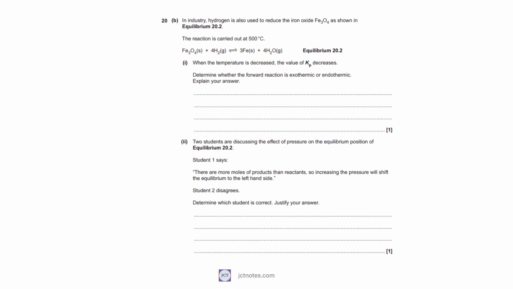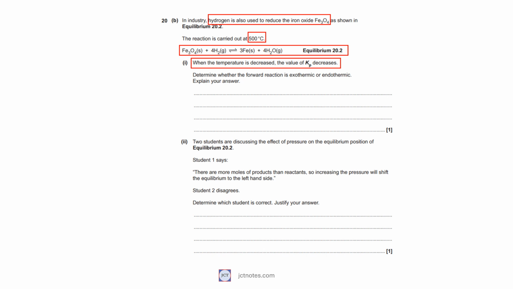Part B of question 20 deals with the use of hydrogen to reduce the iron oxide as per the reaction shown in equilibrium 20.2. The reaction is carried out at 500 degrees Celsius. The first question says that when the temperature is decreased, the value of Kp decreases. We are asked to determine whether the forward reaction is exothermic or endothermic.